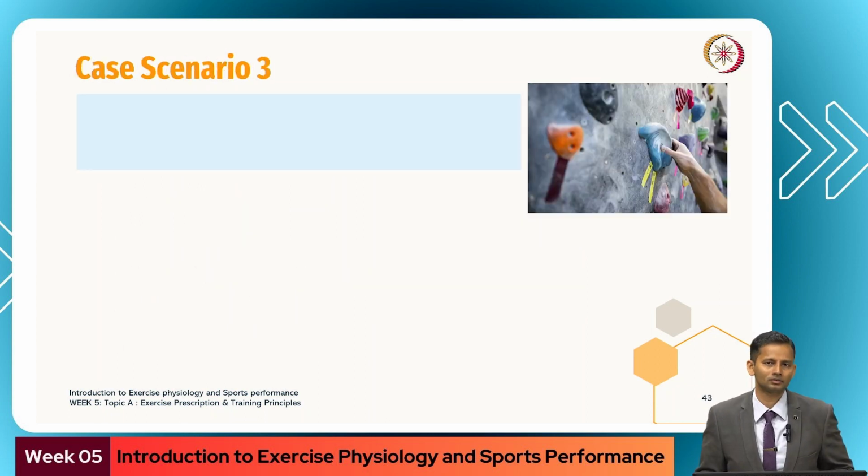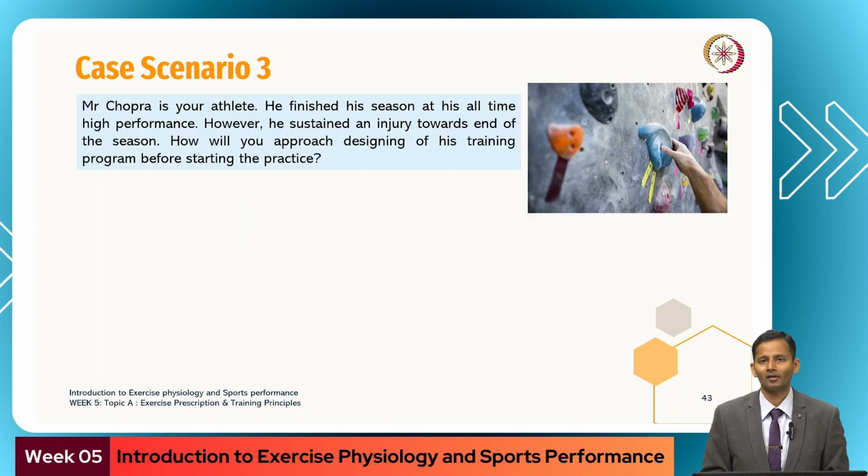You can discuss this with a case here. You have Mr. Chopra, who is an athlete. He finished his season and he's done his all-time high performance. However, he sustained an injury, a small niggle, but then he was able to complete with an all-time high performance. Okay, so now he has come to you during this off-season phase and has approached you for designing his training program before starting the practice. So, what are the points that you will consider? So, he is in the off-season.